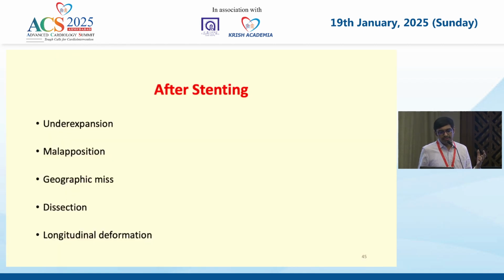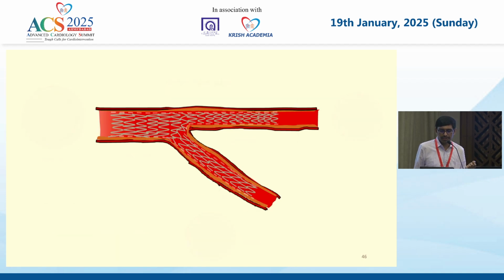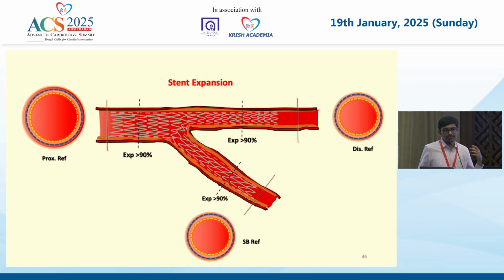And after stenting, you check the routine parameters of underexpansion, malapposition, geographic miss, dissection, and longitudinal deformation. How do you define expansion? Different criteria have been used. The easiest to remember is that expansion should be more than 90% of your reference, of either the side branch, the main branch, and the proximal main vessel. So that is how you define expansion easily.